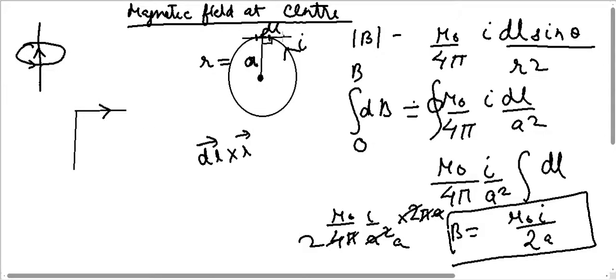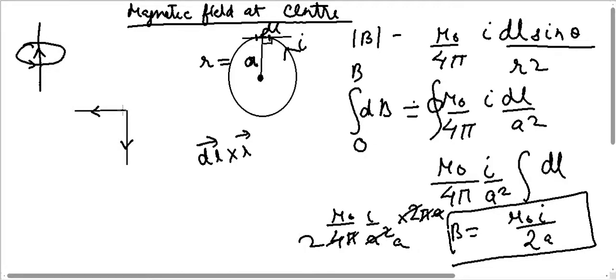This was the dl direction. Sorry, in this case it is just the opposite, because the current is flowing from right to left along the dl. So it will be like this dl, and the radius is the line joining from here to the center. So the radius vector, or r vector, is like this.